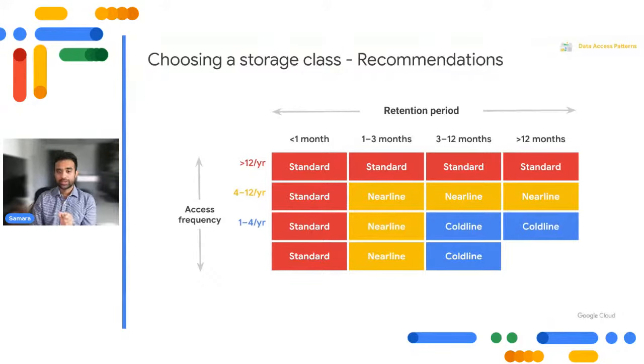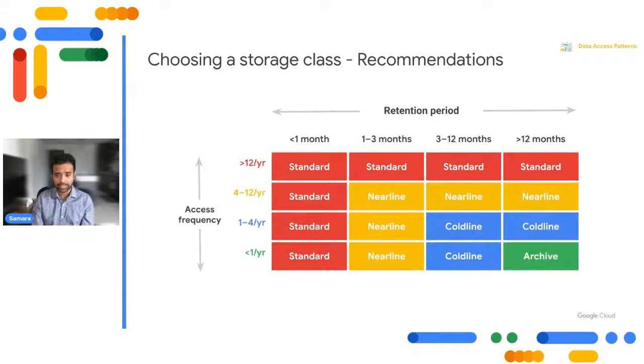The third storage type is coldline. This is a very low cost storage class, and it is also suitable for infrequently accessed data. This is greatly ideal for data that you plan to read, access, or modify at most once a quarter. If you have such use cases, coldline would be the best storage class for you.